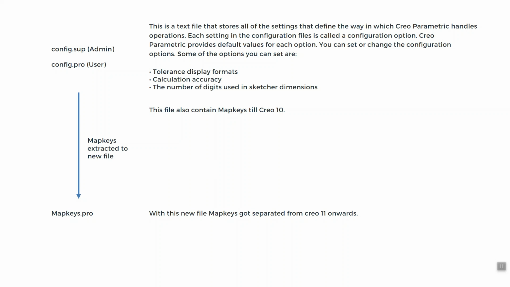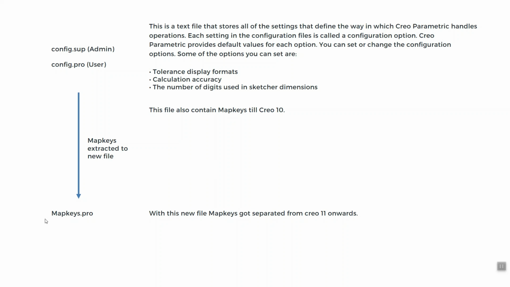PTC itself is migrating the user to the new behavior with the new file handling, that is Mapkeys.pro. If you are going to create mapkeys, by default they are saved in the Mapkeys.pro. If you are using the Mapkeys.pro and you keep mapkeys in the config, those will not be entertained and will not be loaded in the Mapkeys dialog. So moving ahead, you need to use the Mapkeys.pro from Creo 11. I will show you the actual scenario. This is just an overview for you initially.